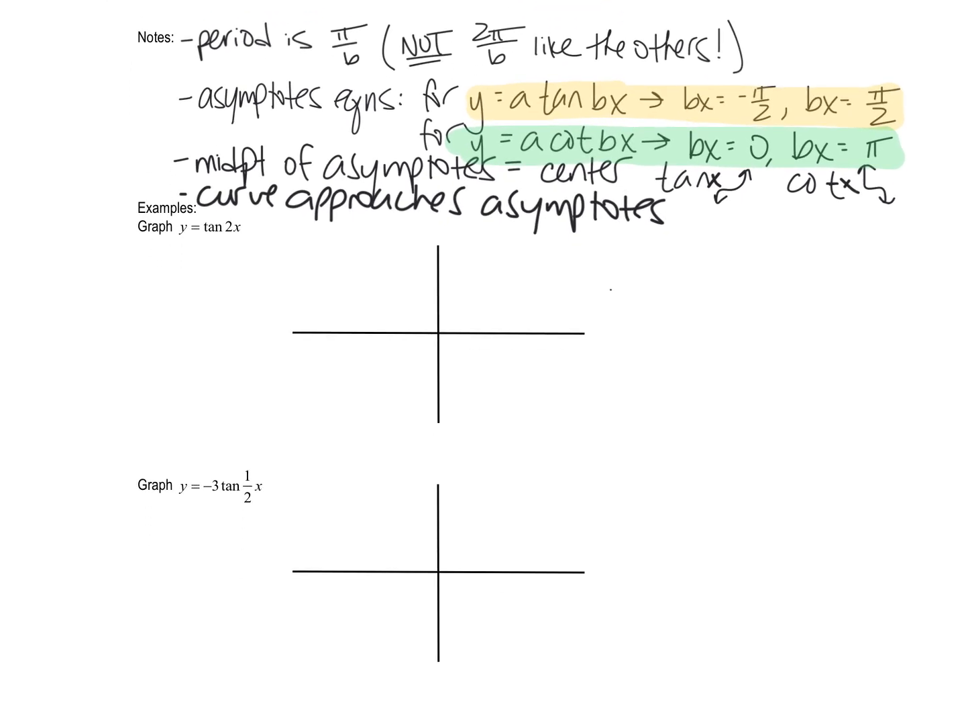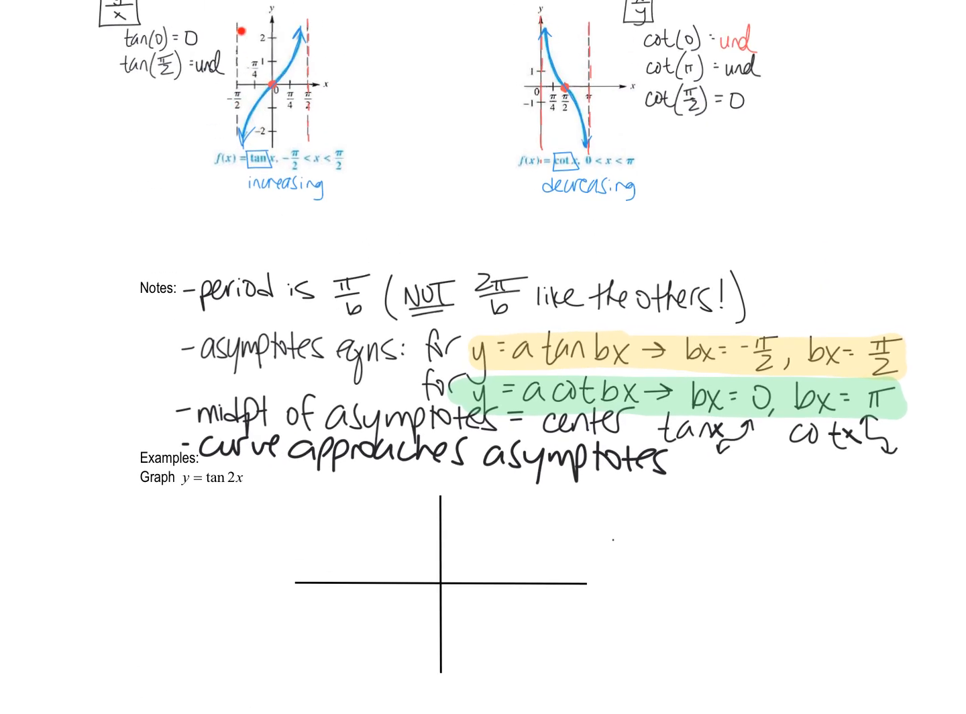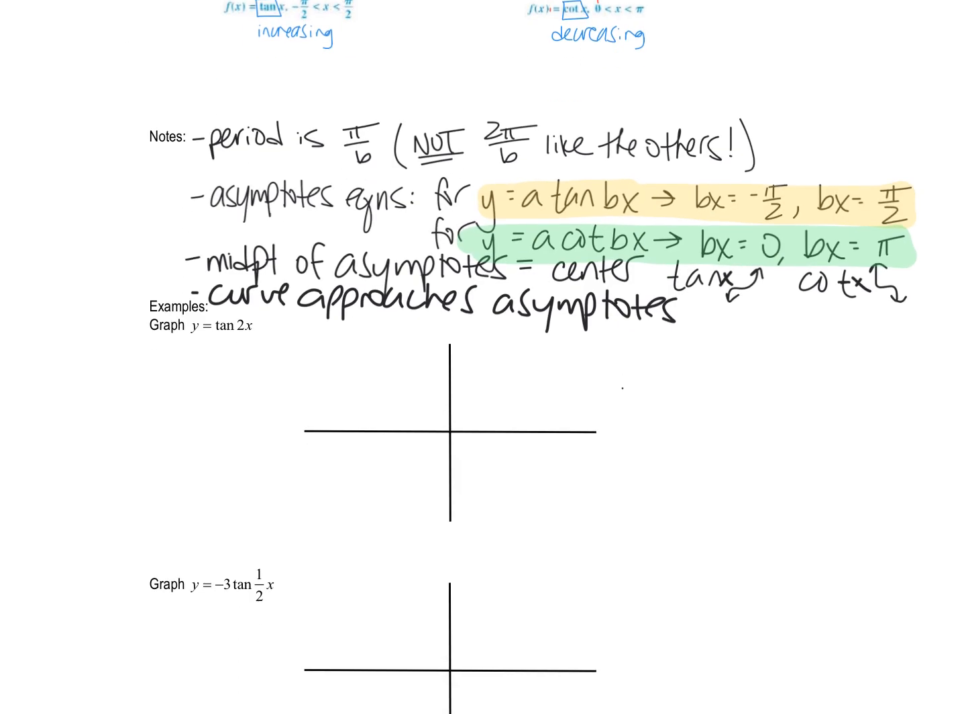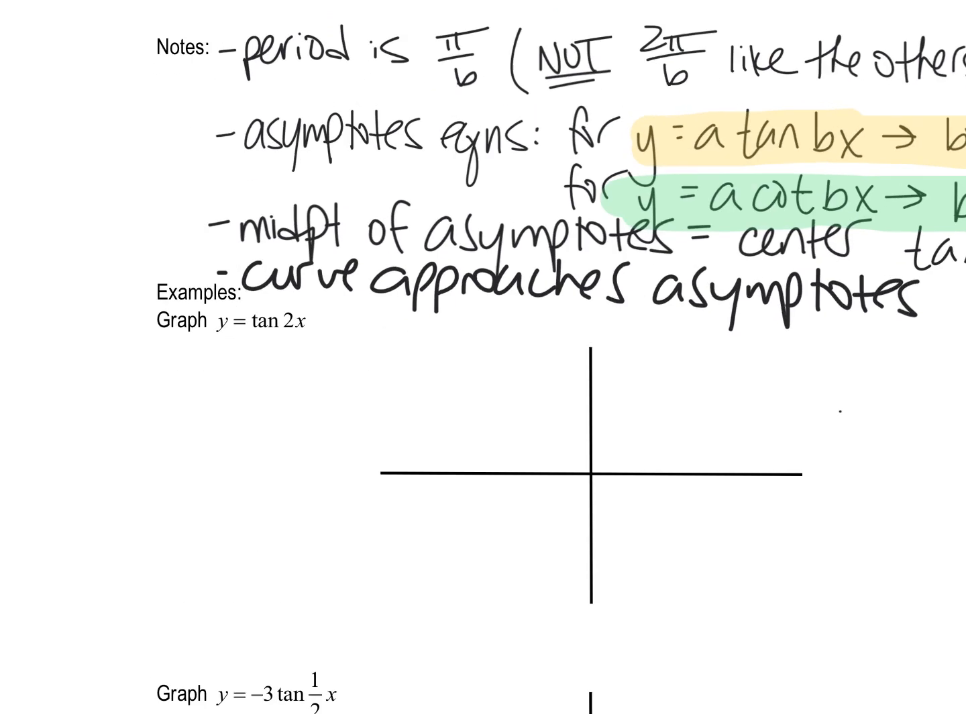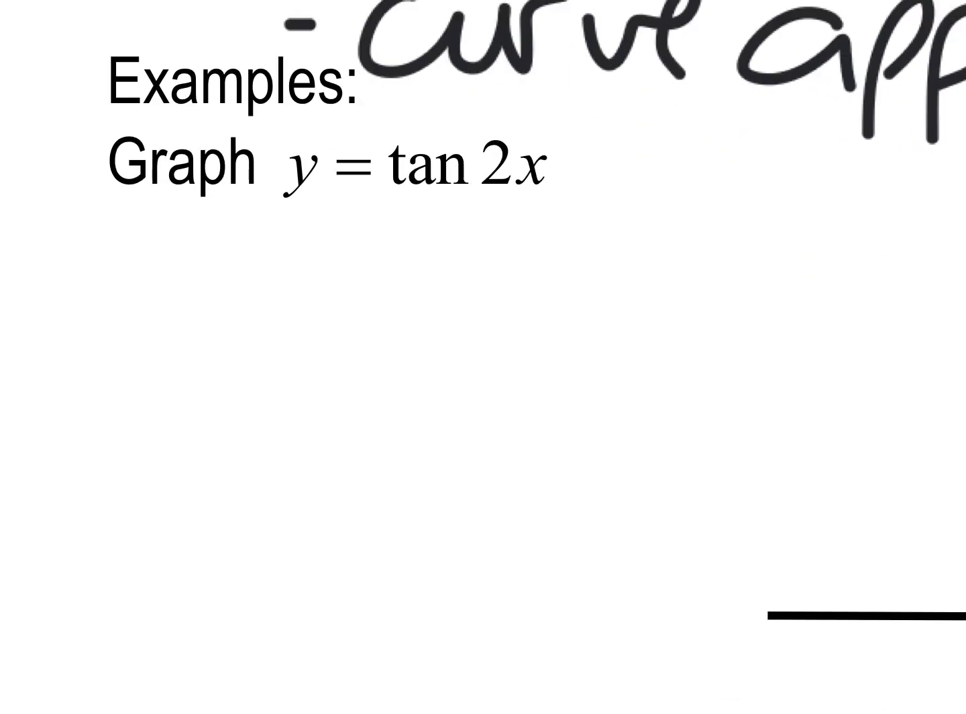The other two things are the midpoint of the asymptotes, whatever is halfway in between the asymptotes. So here's one, here's the other. Your point goes in the middle. Here's one asymptote, here's the other one. Directly in the middle is the point for the graph. And then the tangent of x is an increasing function. The cotangent of x is a decreasing function. So these are the shapes. And then just remember the curve approaches the asymptotes, just like for the secant and the cosecant graphs, okay? So very first problem, here's how I'm going to start. For y equals tangent of 2x, that means my b is 2.